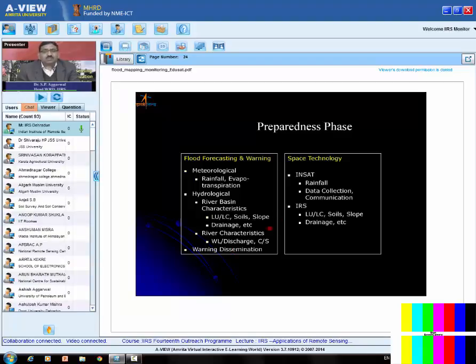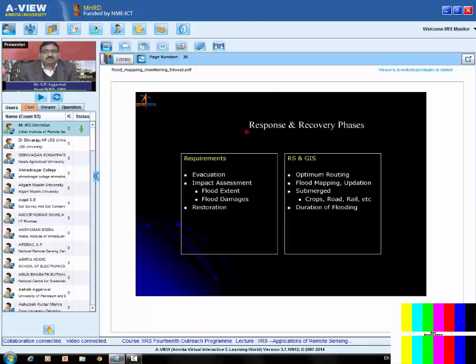What does remote sensing provide you? The INSAT series will provide the rainfall, and data collection and communication will help, while the IRS series will provide us land use land cover, soil, slope, drainage, etc.